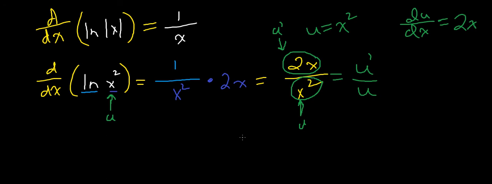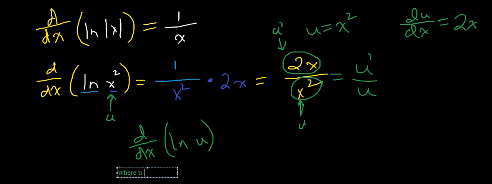So you would notice that the derivative with respect to x of the natural log of u, where u is a function of x, and I want to make a text note of that. I'm going to say where u is a function of x, the derivative with respect to x of the natural log of u is going to equal u prime over u.